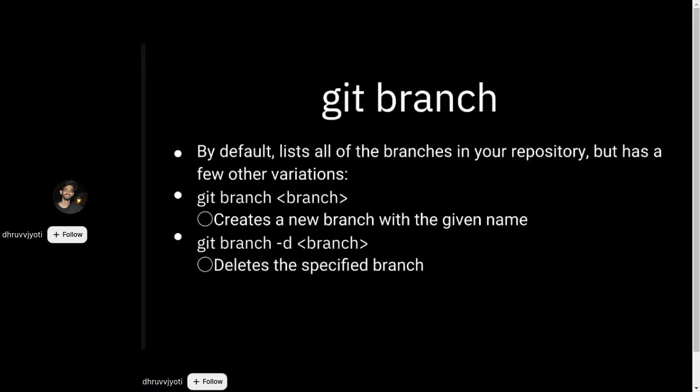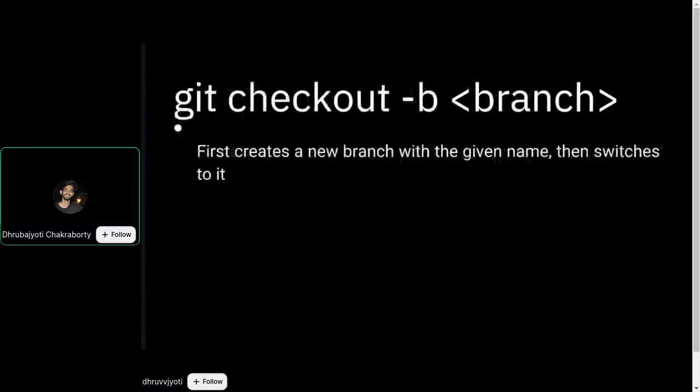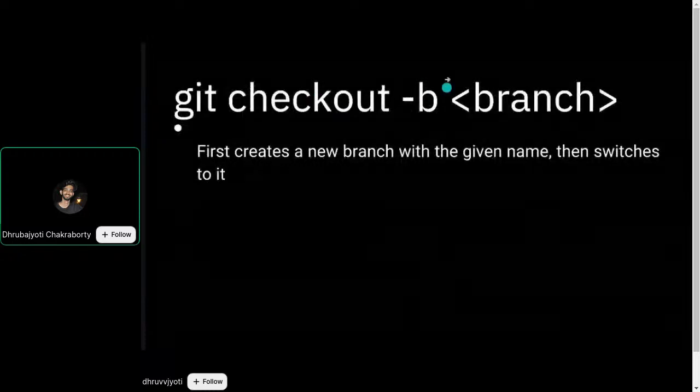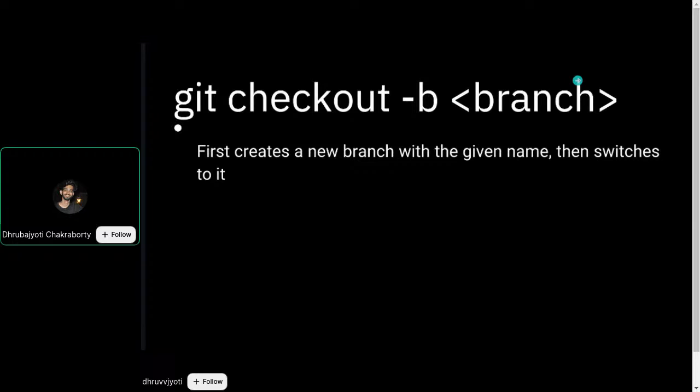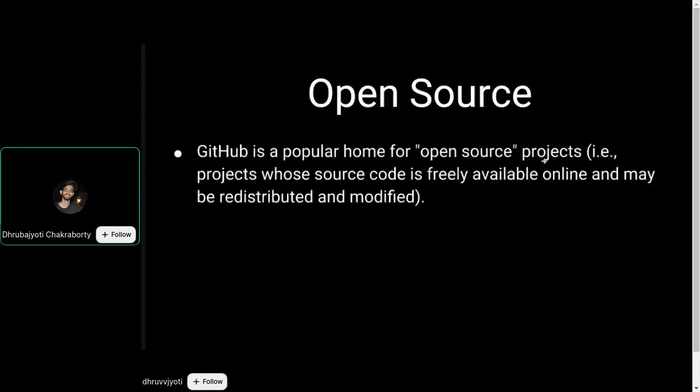Now, what is git checkout branch? This is another command that we use for switching. Let's say there are multiple branches, and now I want to switch branches because I want to work on different code. So I'll just say git checkout and the branch name, and I'll move to the new branch. And if I say git checkout -b branch, it will create a new branch for me. So -b specifies: move out of the current branch, create a new branch with this name, and then switch to it directly. And git merge branch will automatically merge the current branch with the branch name that you have mentioned.